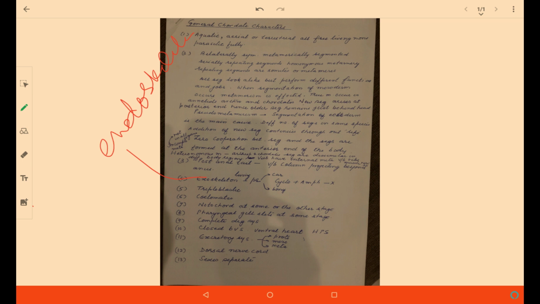Then we have excretory system of all kinds: protonephric, mesonephric, and metanephric. The protonephric excretory system involves the formation of kidney from the anterior part of nephrogenic tissue. When the kidneys develop from the middle part of the nephrogenic tissue, it is called as mesonephric kidney. When it develops from the posterior part of the nephrogenic tissue, it is termed as metanephric kidney.